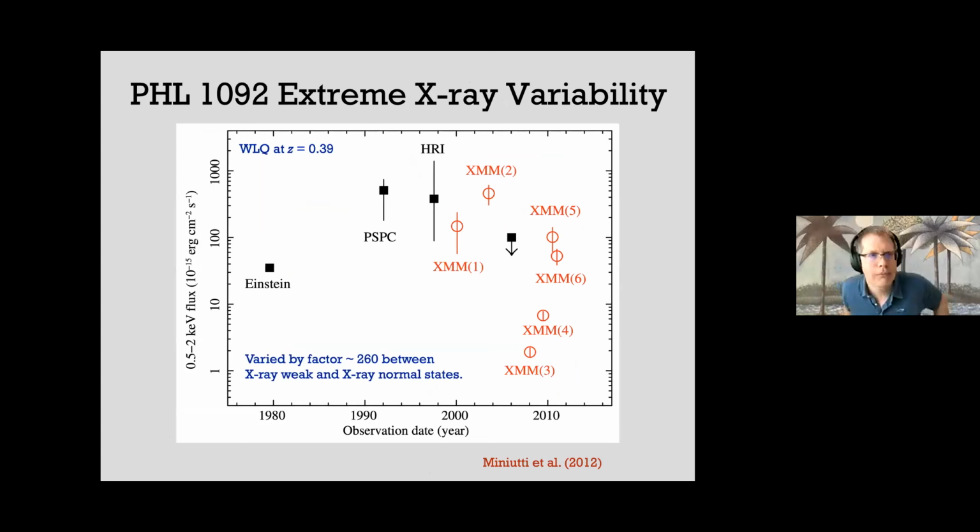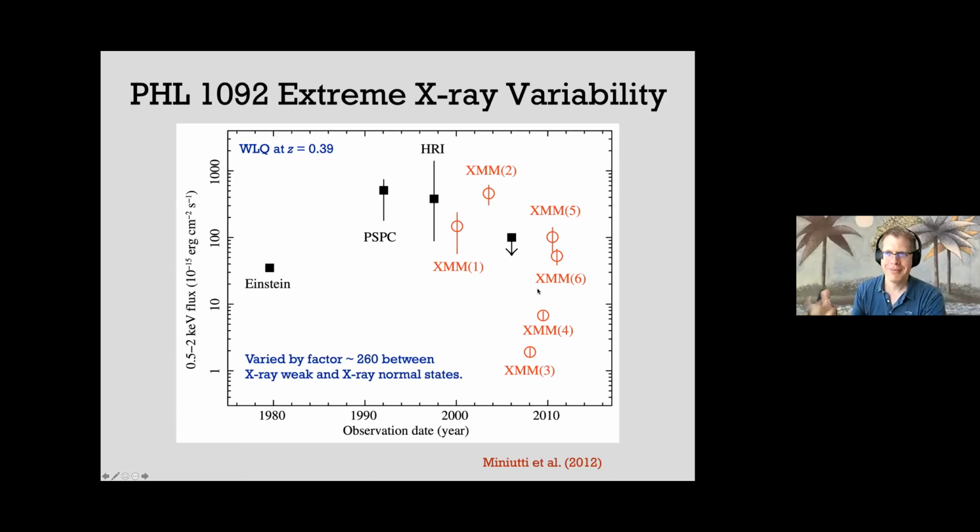Now, I want to point out that when we thought about this, there is another source studied by Giovanni Minuti, PHL 1092, which has also shown this type of extreme X-ray variability. This is also a weak-line quasar, at a redshift of 0.39. This source has been observed many times over the years, but particularly it was discovered to have large X-ray variations with XMM-Newton, and it varied by a factor of about 260 between X-ray weak and X-ray normal states.